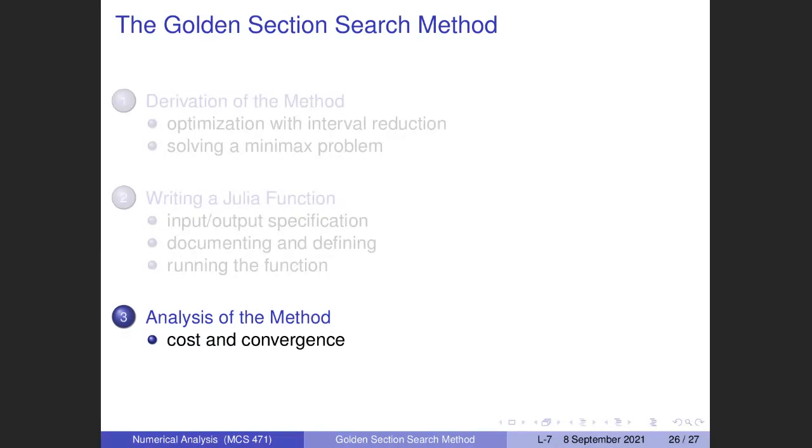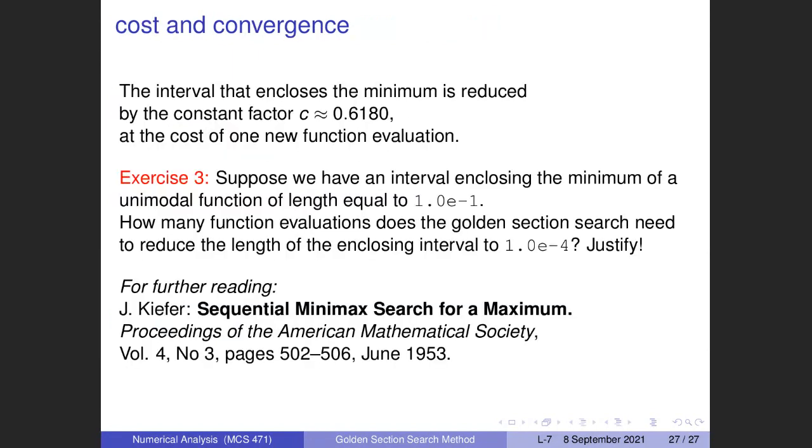So we have a function, an algorithm that we can execute. Let's now look at how this method behaves, and actually this is already my last slide. The cost and the convergence is summarized in one sentence here. We have a derivative-free optimization method that gives us a constant reduction factor of 0.6 at the cost of one new function evaluation.